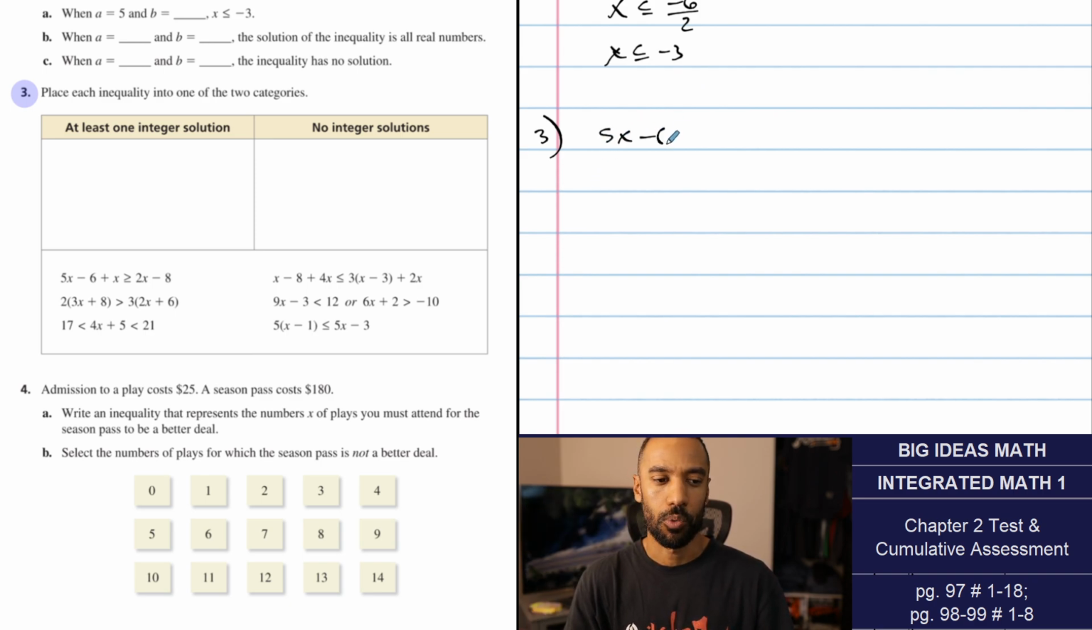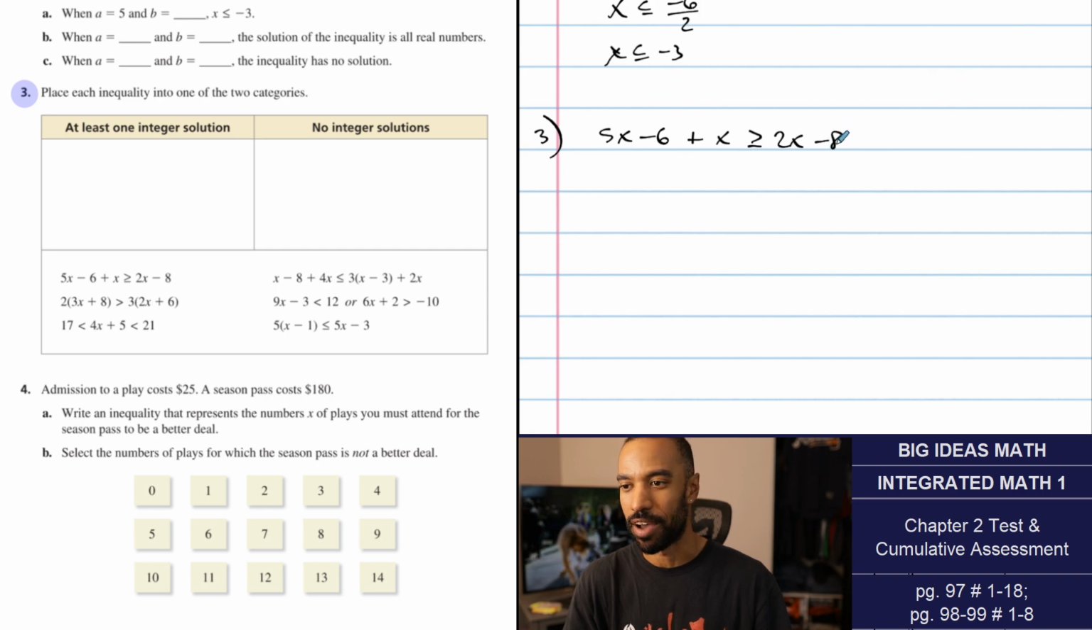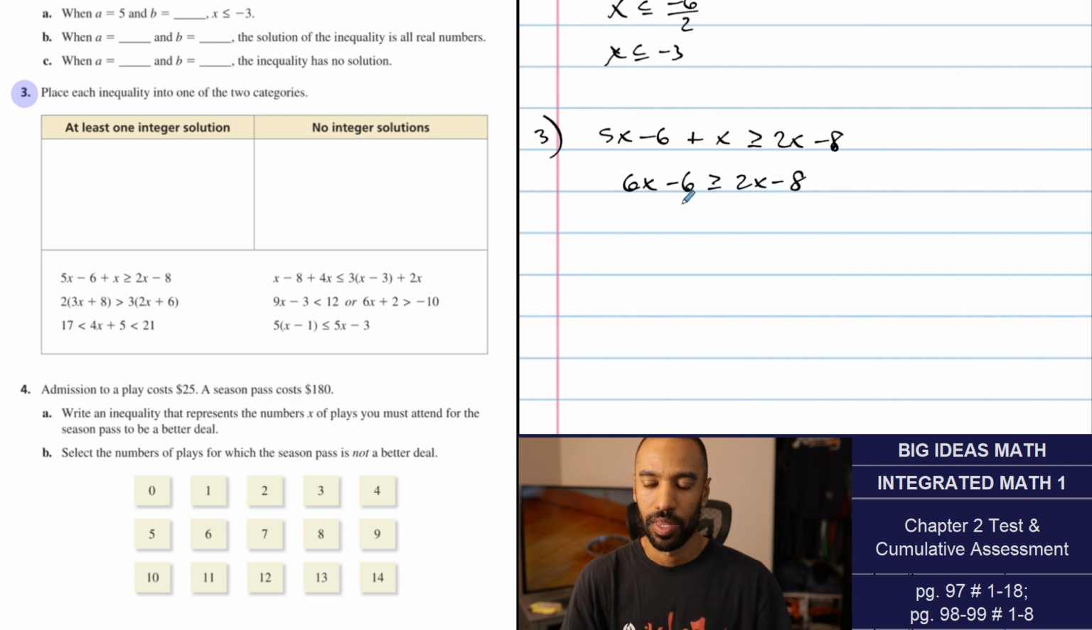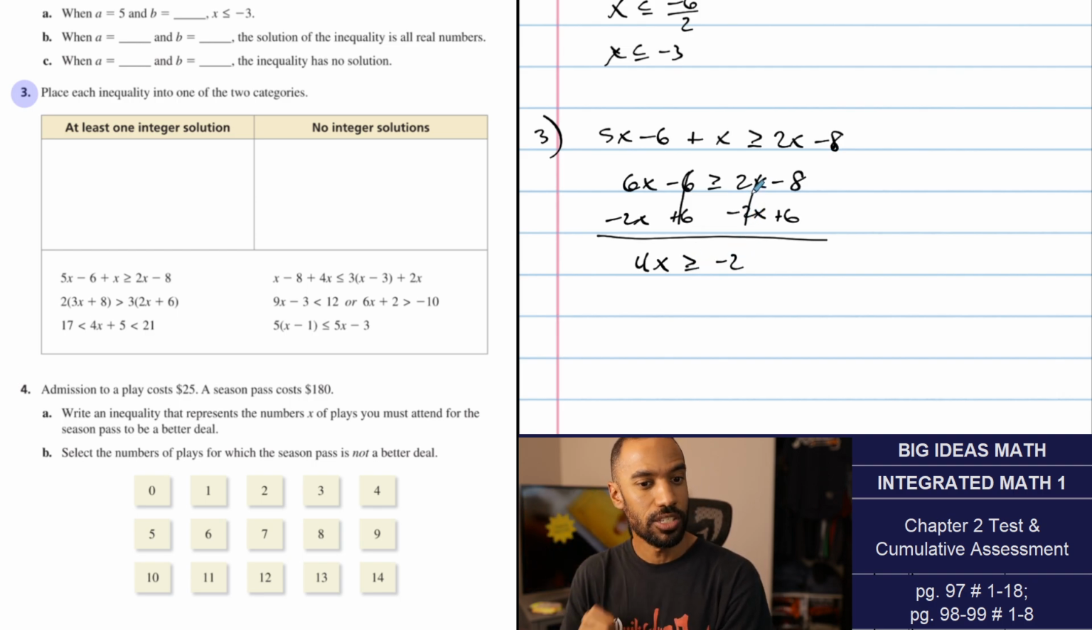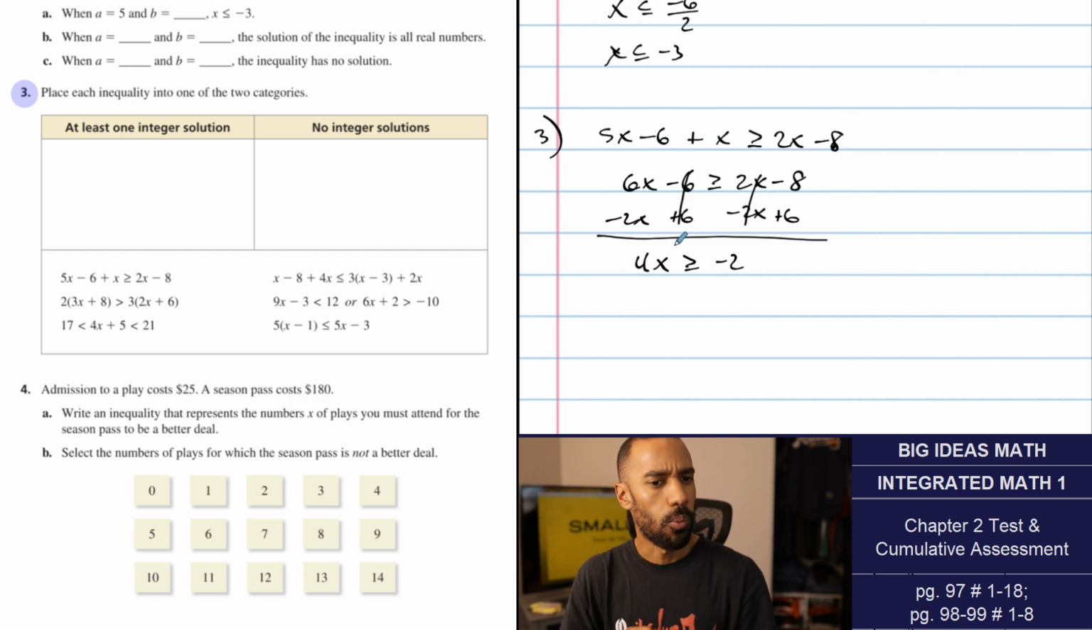So now we don't have to solve in full. We just have to figure out, ultimately, we can go one step less if we say, oh, can we divide by that number? That kind of thing. So 5x plus x is 6x. And then I can subtract 2x from both sides as I add 6 to both sides. This will be 4x is greater than or equal to negative 2. This will have no integer solutions. Oh, wait a second. I take that back. These are inequalities. Does that count? This should have integer solutions, right?